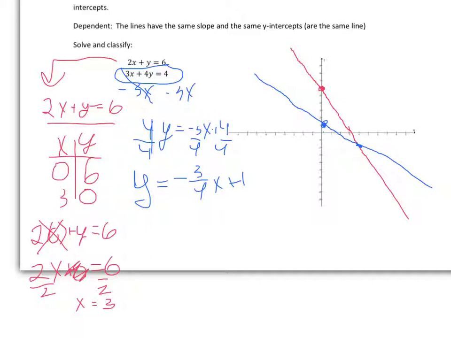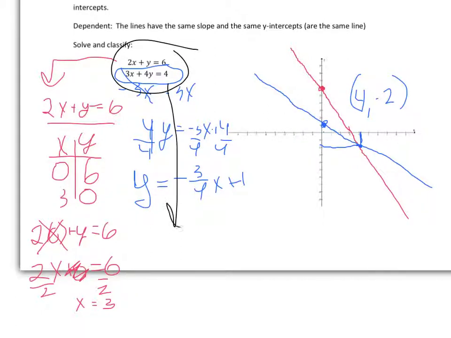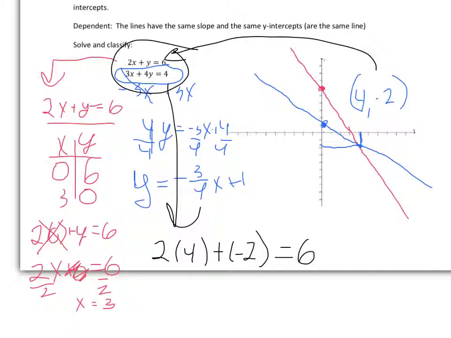And it looks like these two lines intersect right about here. So it looks like the ordered pair (4, -2). There's a way we can check this, by plugging it back into these original equations. First I'm going to plug it into the top one. So 2 times our x, 4, plus our y, which is negative 2, should equal 6. 2 times 4 is 8, so we have 8 minus 2 equals 6. That makes that true. But we need to make sure this makes both of these true.